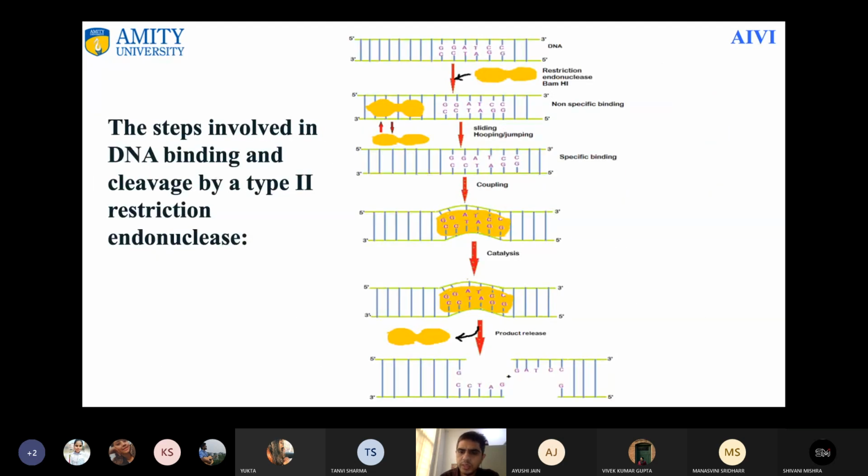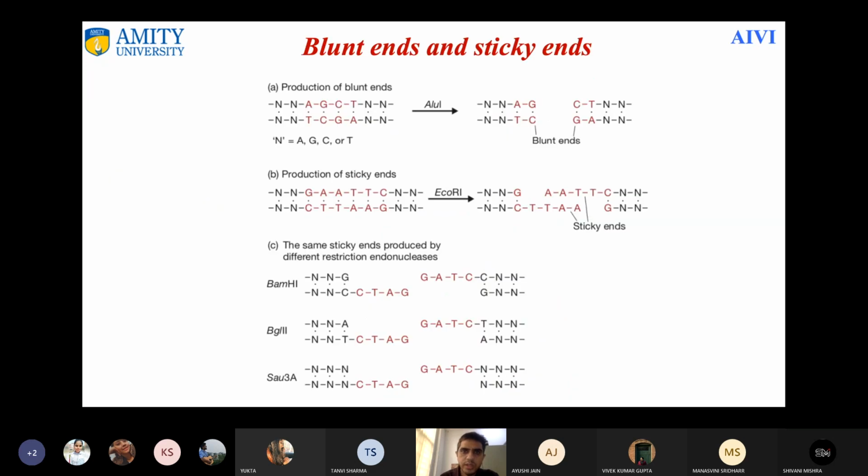How do they function? First, they bind to DNA non-specifically, where the DNA binding domain on the enzyme recognizes the DNA. Then they bind to the specific recognized sequence, and the third step is catalysis, that is the breaking of the phosphoester bond.